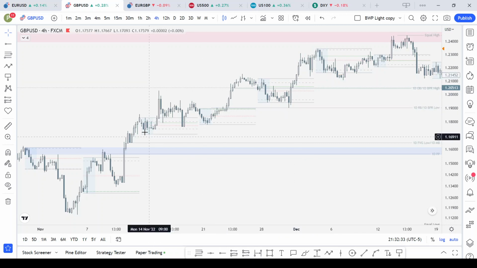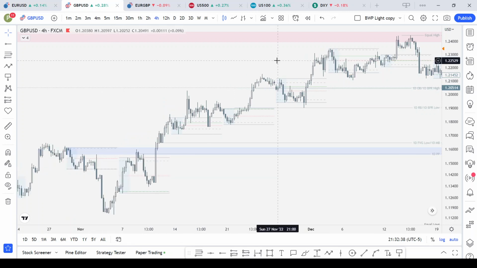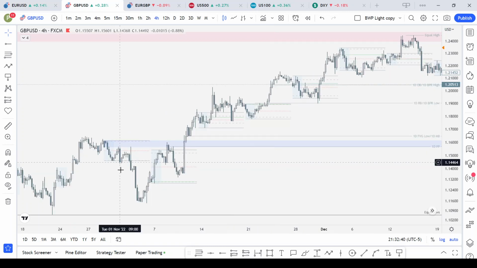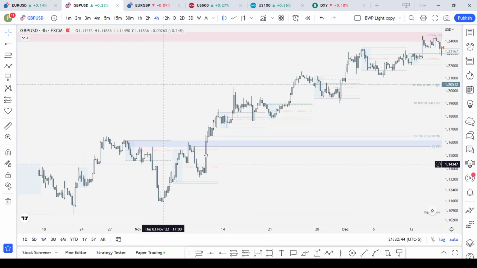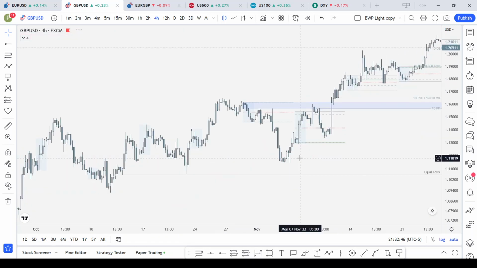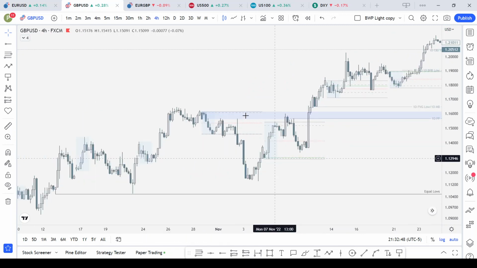Closes above it, fails to close below it. Closes above it, fails to close below it. So multiple examples here. Close below it, look at that rejection. Okay, so this in itself can be used for bias. You can use this for daily bias. Can see multiple examples. Close below it here, rallies, rejection.